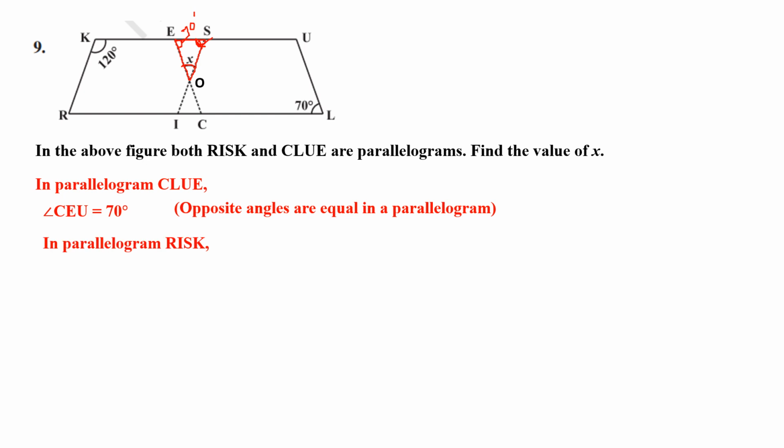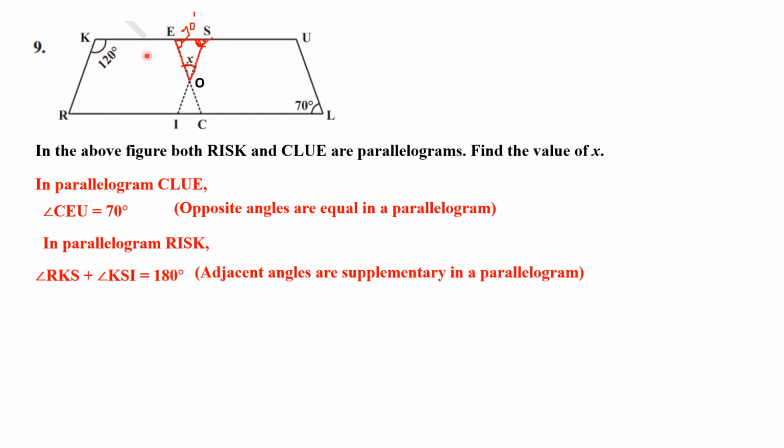So for that I have taken the other parallelogram, RISK. And in this parallelogram I can say that angle RKS plus angle KSI, their sum will become equal to 180. Why? Because they are adjacent angles. And we know that adjacent angles are supplementary, right? So from here I can write 120 degree plus angle KSI is equal to 180 degree. So the measure for angle KSI will be equal to 180 degree minus 120, which will give me 60 degree.